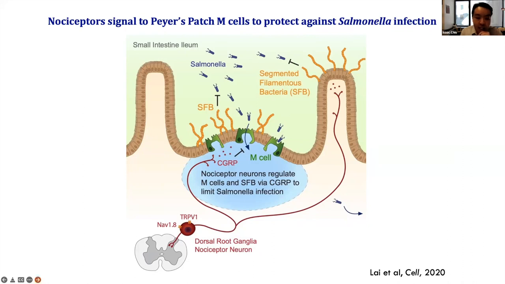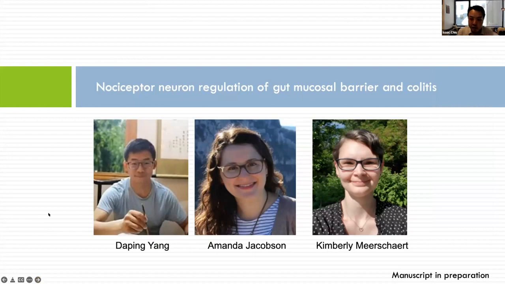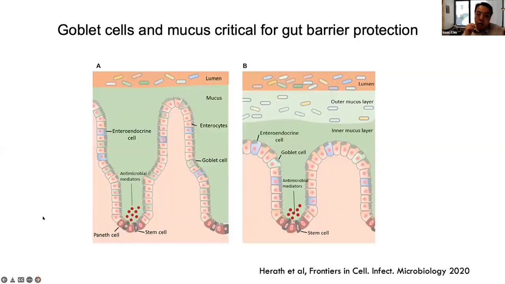As an extension of this, now in the small intestine, I'm going to show you some unpublished work where we think these neurons also play a critical role for gut mucosal barrier and protection in the colon. This is really work led by Da-Ping Yang and Amanda Jacobson in the lab, and also with help from Kimberly. So we want to know, are there other aspects where these neurons signal to the gut?